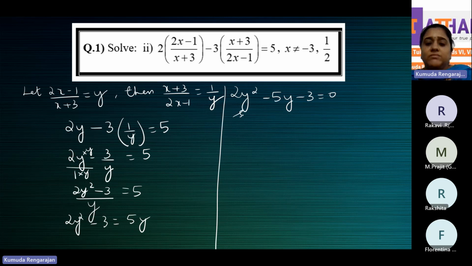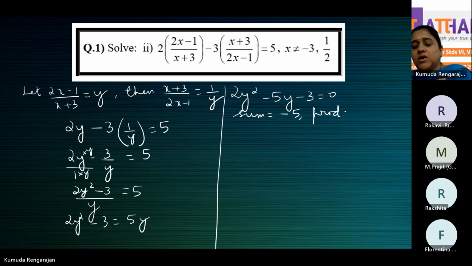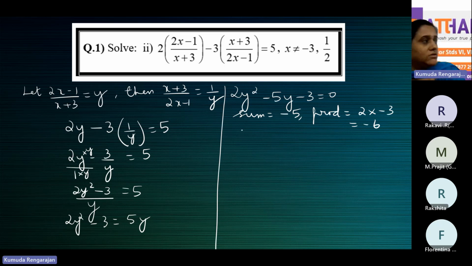So what's the sum? Minus 5. And what about the product? Minus 6. How do you get that? 2 into minus 3, minus 6. Correct? Can you recall this, children? This is the sum, minus 5. The product is 2 into minus 3.